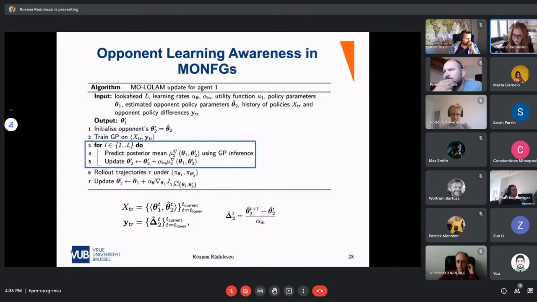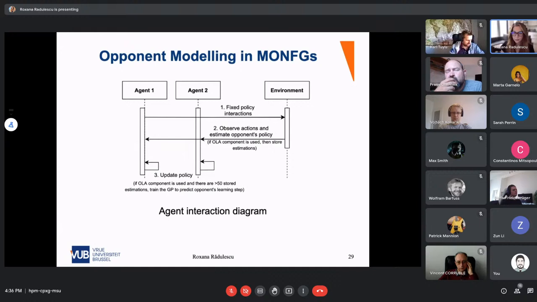In order to make it clear how we engineered our experiments here, I will present the interaction script for the agents. So at the beginning, agents will always interact under a fixed policy, so without any updates, for a certain number of steps. This will give them the opportunity to estimate each other's parameters and then update their policy. And if they have gathered enough samples, they will also train the GP to use it in their own update step.